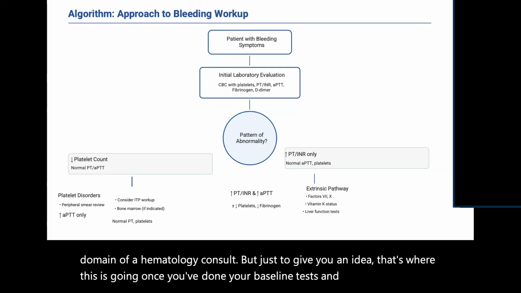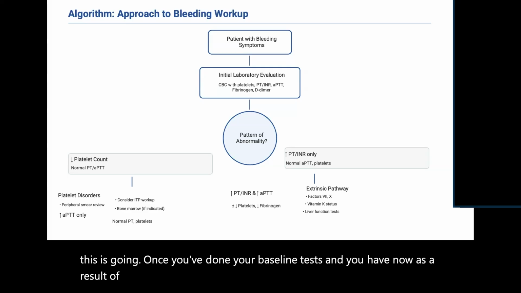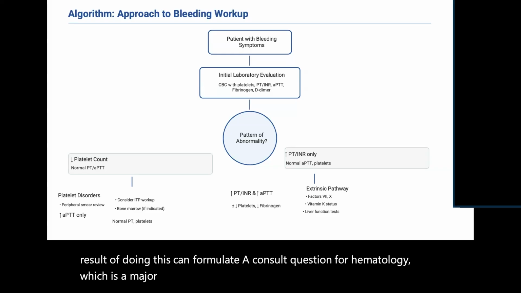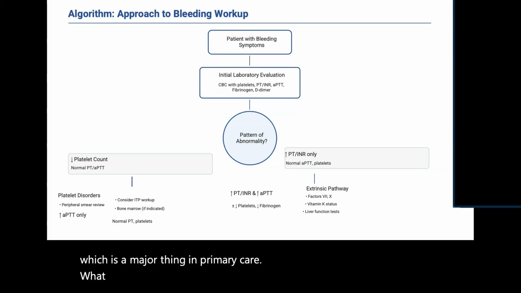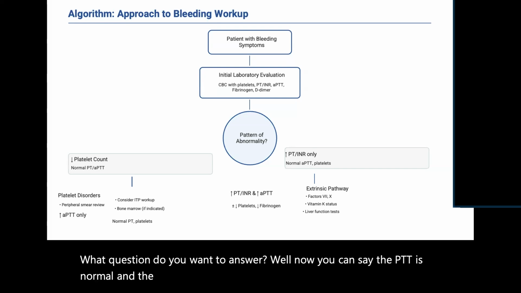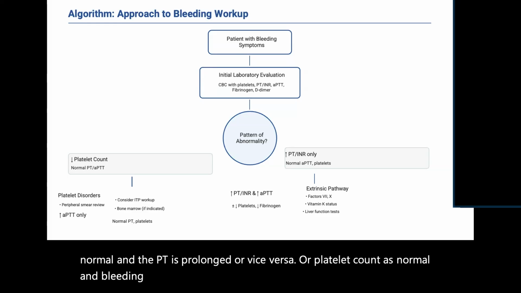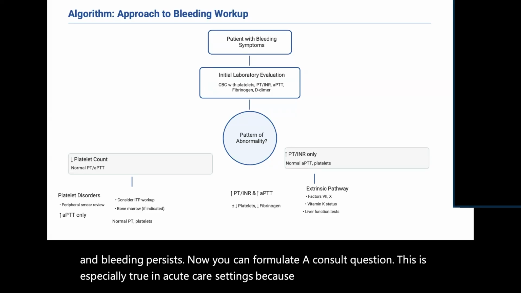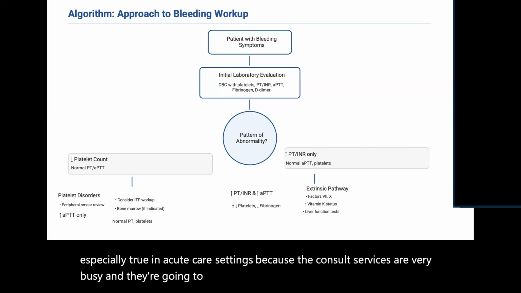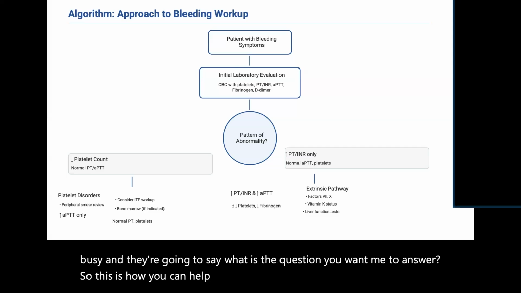And you have now, as a result of doing this, can formulate a consult question for hematology, which is a major thing in primary care. What question do you want to answer? Well, now you can say the PTT is normal and the PT is prolonged, or vice versa, or platelet count is normal and bleeding persists. Now you can formulate a consult question. This is especially true in acute care settings because the consult services are very busy and they're going to say, what is the question you want me to answer? So this is how you can help formulate your question.